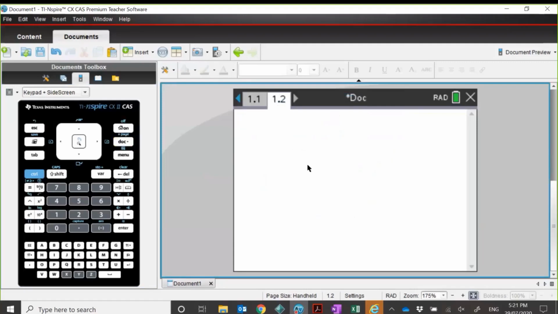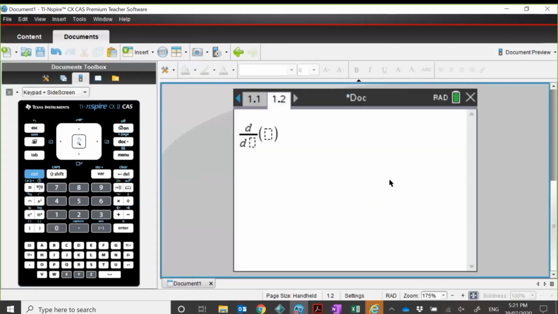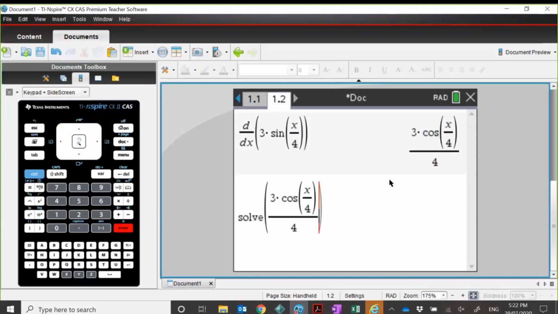now to find maximum turning points, we want the derivative to be 0. So let's do the derivative. So I want the derivative with respect to x, and my function was 3 multiplied by the sine of x over 4. There is my derivative. Now I want that derivative to be equal to 0, so I'm going to set up a solve. So I'm going to solve my derivative. I can just go up and grab it. And I want it to be equal to 0, and I need to solve for x.